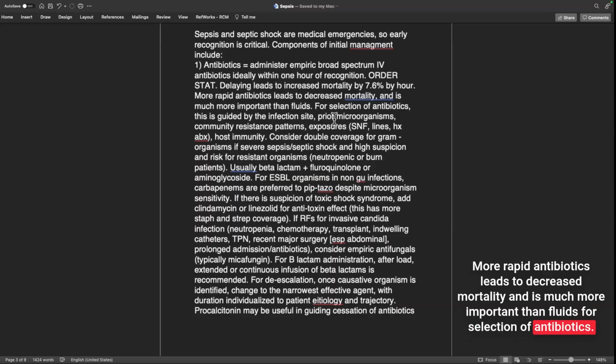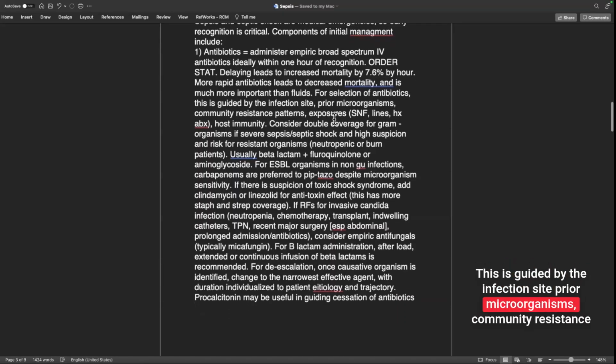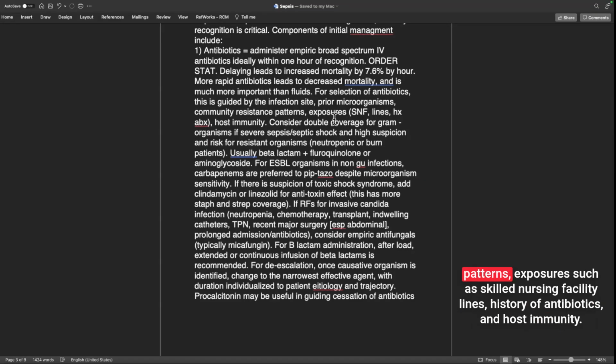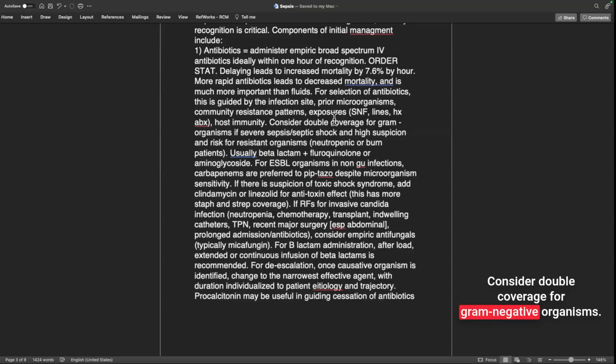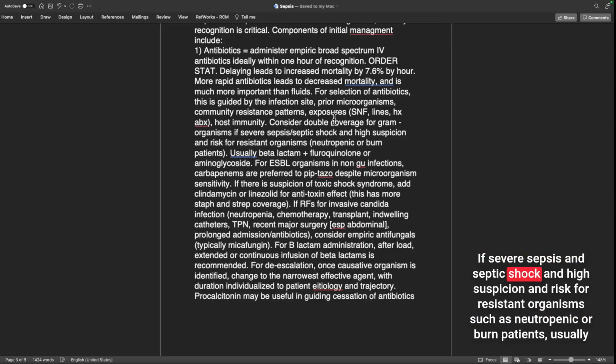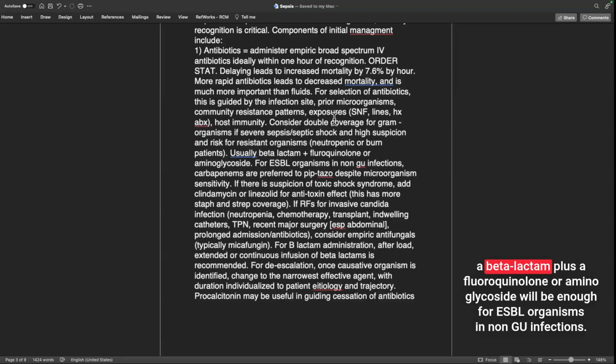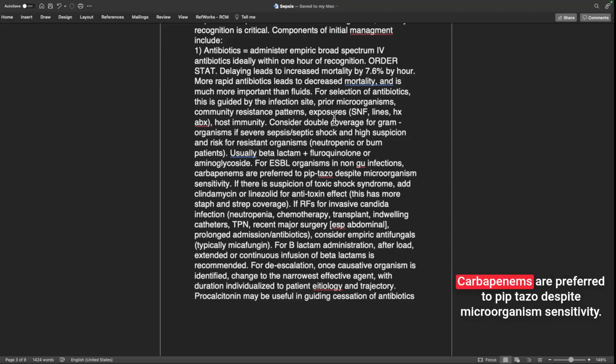For selection of antibiotics, this is guided by the infection site, prior microorganisms, community resistance patterns, exposures such as skilled nursing facility, lines, history of antibiotics, and host immunity. Consider double coverage for gram-negative organisms if severe sepsis and septic shock and high suspicion and risk for resistant organisms, such as neutropenic or burn patients. Usually, a beta-lactam plus a fluoroquinolone or aminoglycoside will be enough. For ESBL organisms and non-GU infections, carbapenems are preferred to pip-tazo despite microorganism sensitivity.